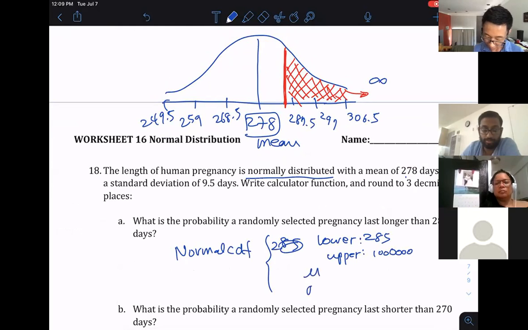How about mu and sigma? What number should I plug in instead of 0 and 1? The mean is 278. And then sigma, the standard deviation, is 9.5.